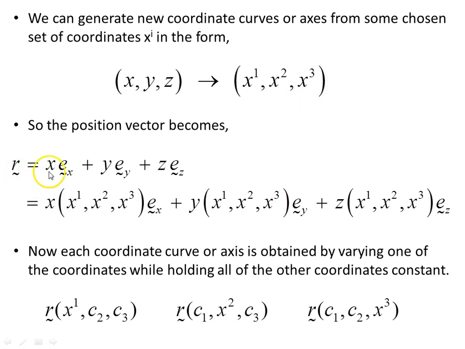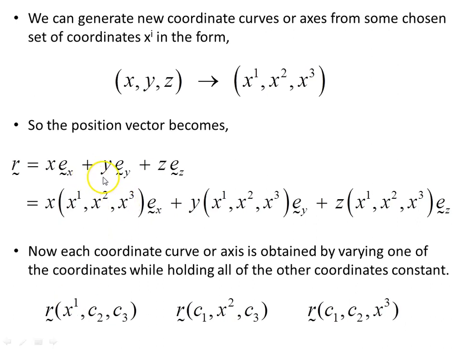So the position vector becomes r as x times e subscript x, this object here, and then we can express x, y, and z in terms of these generalized coordinates x1, x2, x3, as we've done here. Now each coordinate curve or axis is obtained by varying one of the coordinates while holding all of the other coordinates constant. So in our three-dimensional case, we hold x2 and x3 constant, and we'll just vary x1. And it'll generate a whole lot of curves.